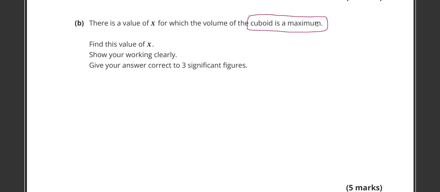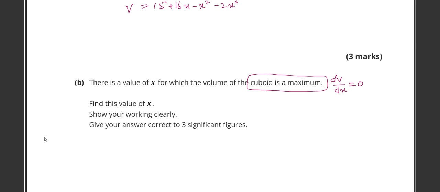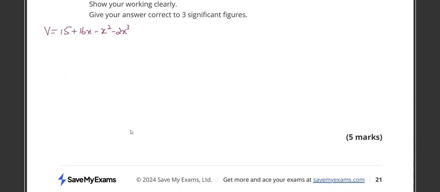What does that mean? Its meaning is that at this point dV over dx should be equal to 0, right? It says find value of x, show your working clearly, give your answer to three significant figures. Okay, so we will write down first volume over here, that volume is 15 plus 16x minus x square minus 2x cube.